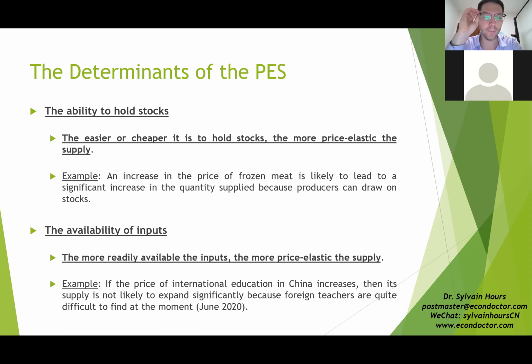The availability of input, of course. If you produce something whose price increases, then you want to sell more. Yes, but you might have to produce more. Let's assume you don't have any inventory, you don't have the stock. So the only way you can sell more, because it's more profitable, that's the law of supply, is to produce more. And if you want to produce more, you need more resources.